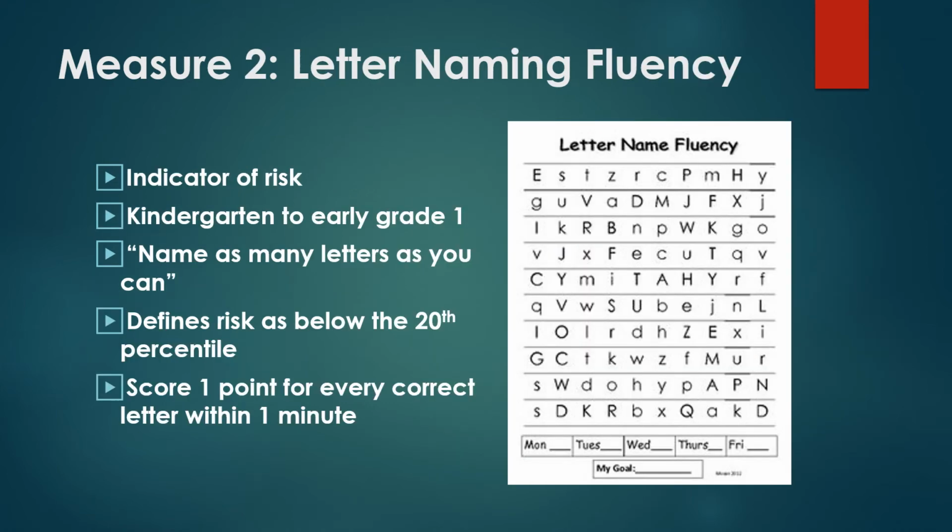Letter naming fluency does not measure an essential literacy skill, but is instead used as an indicator of risk for kindergarten and early grade 1 students. Students receive a page of randomly ordered upper and lowercase letters and are asked to name as many of the letters as they can in 1 minute. The number of correct letters are then tallied. Students are considered at risk of achieving benchmark goals if they perform in the lowest 20%.